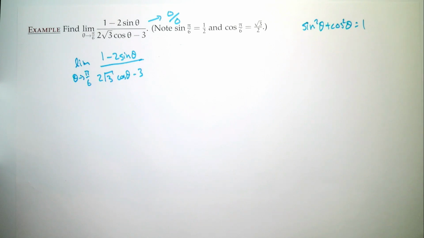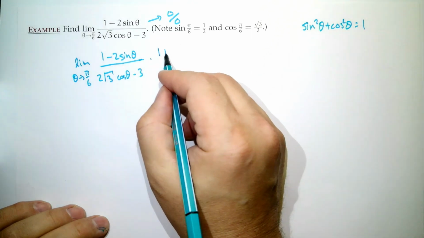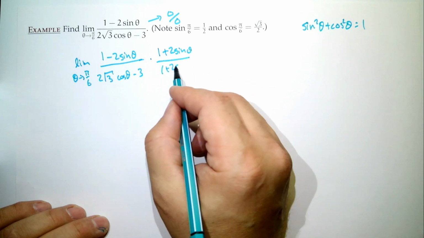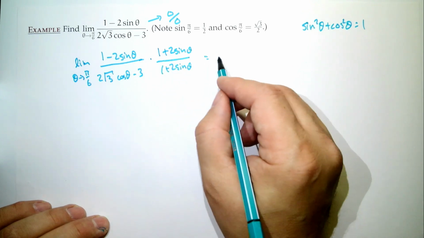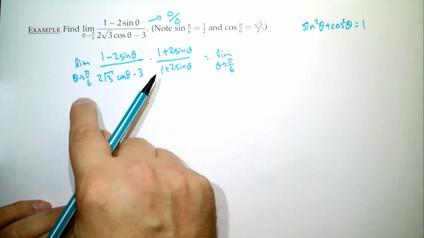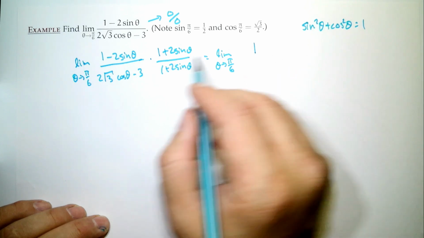So we don't have to do both. We just have to pick one. Do you want to do the conjugate of the top or the conjugate of the bottom? Top? All right. Works for me. So 1 plus 2 sine theta over 1 plus 2 sine theta. So now we're going to do a lot of work here. Don't forget to keep writing the limit again, until we take the limit, that follows along.